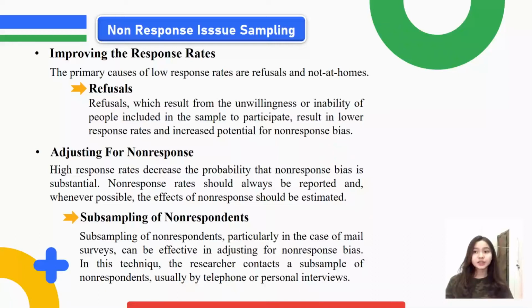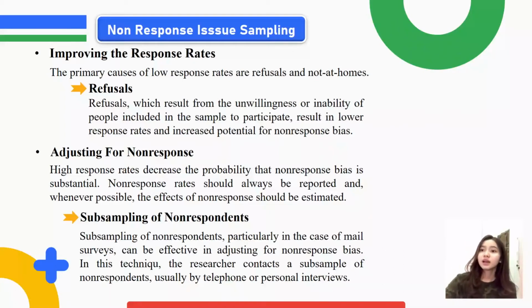The second one is adjusting for non-response. Subsampling of non-respondents, particularly in the case of mail surveys, can be effective in adjusting for non-response bias. In this technique, the researcher contacts a subsample of non-respondents, usually by telephone or personal interviews.